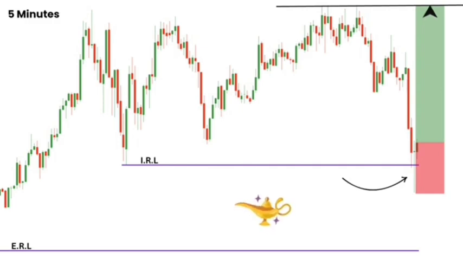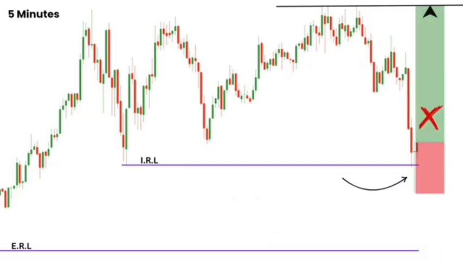Yes, the internal liquidity sweep has already happened, but you still should not enter a buy trade yet. Why? Because a liquidity sweep alone is not enough confirmation. In the next step, I'll explain exactly why buying here is a mistake and what additional confirmation professional traders wait for before entering a high probability trade.